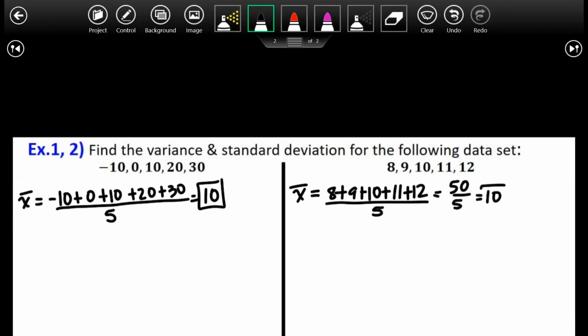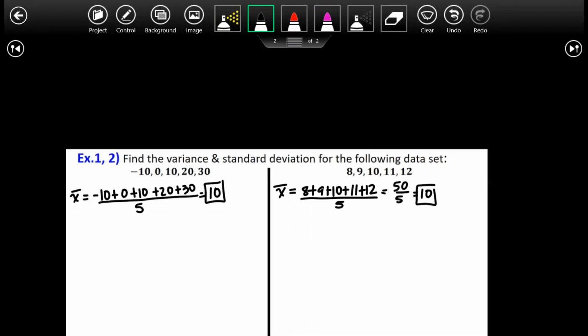So we're going to look at both of these values as a mean. If you were to graph these out on a number line, the average between the numbers that we have here on average is 10.